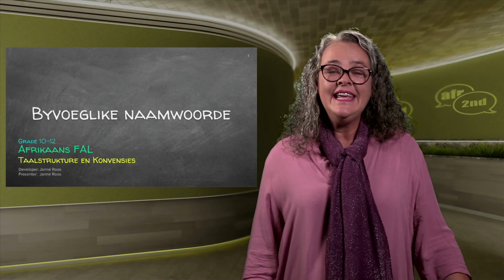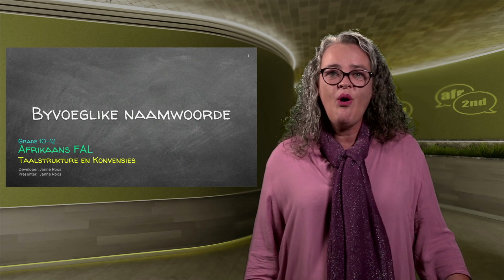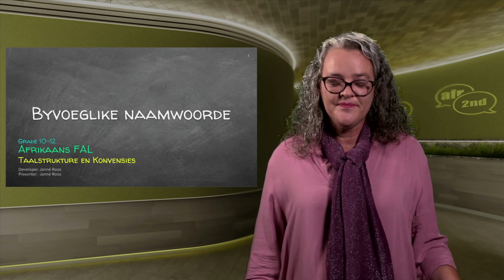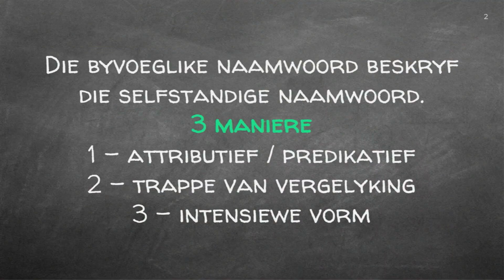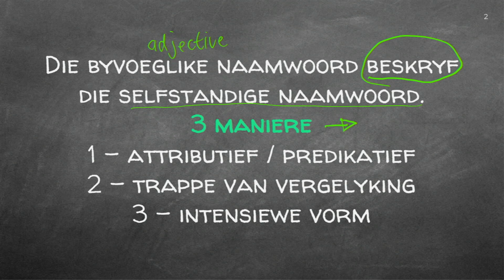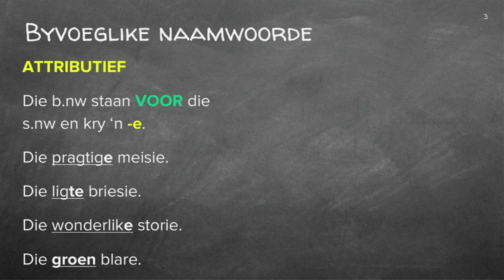Hallo daar. In hierdie les gaan ons kyk na byvoeglike naamwoorde, our adjectives. Die byvoeglike naamwoord beskryf die selfstandige naamwoord. So it is our descriptive word, the adjective, that describes our noun. We do this in one of three ways: attributief en predikatief, trappe van vergelyking, which are your degrees of comparison, en die intensiewe vorm. Kom ons kyk na attributiewe byvoeglike naamwoorde.